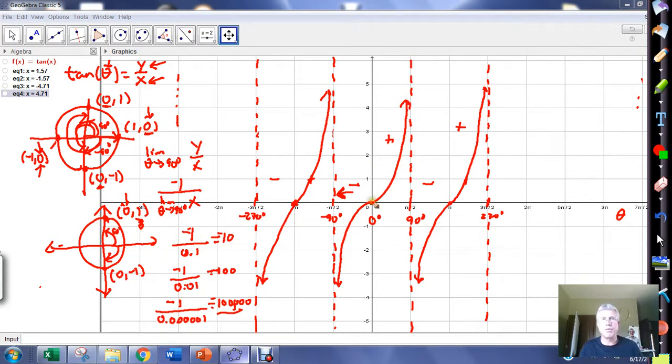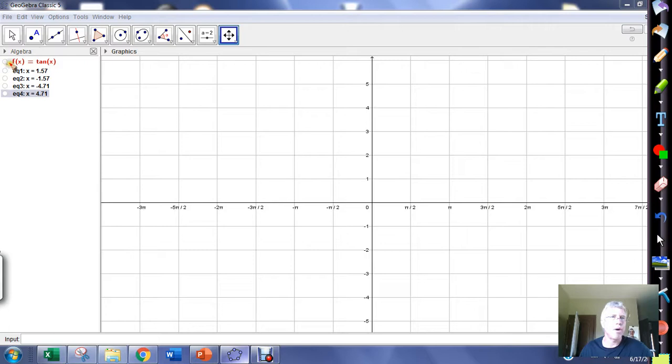It has symmetry with respect to the origin. So the only other really important thing to look at on the tangent function, in fact, let's clean this up and look at it. So I'm going to wipe this mess free. We'll pop in the tangent function graphed by GeoGebra so it's nice and clean.